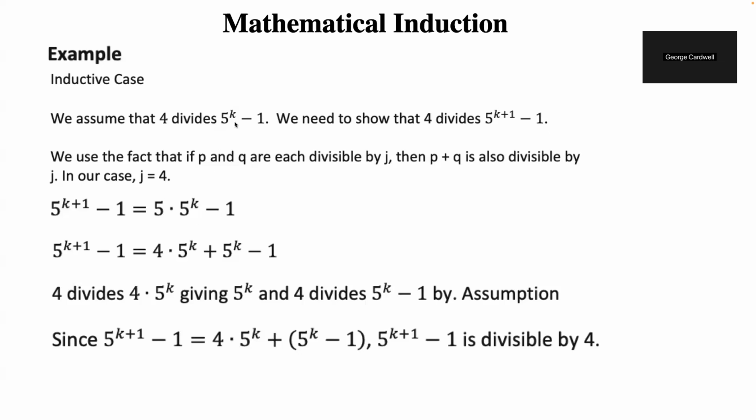So that means for any k I pick, if I know 5 to the k minus 1 is divisible by 4, then so is the next one. So I know 1 is divisible by 4. Then when k is 2, I know it's divisible by 4. And if it works for 2, I know that the next one up, which would be 3, 5 to the 3 minus 1 will be divisible by 4, and it just goes on forever.